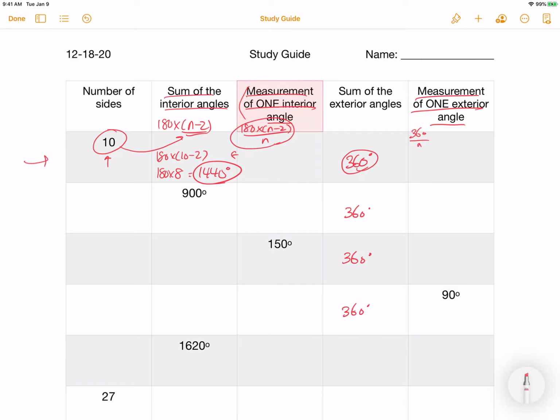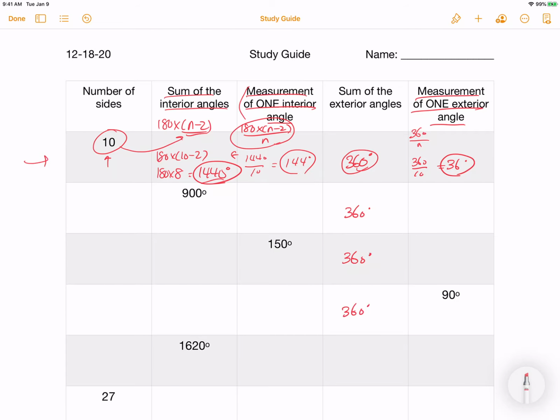Measurement of one interior angle. One interior angle here would be this 1440 divided by 10, which should give me 144 degrees as my total. And the last one is 360 divided by 10, which gives me 36 degrees.